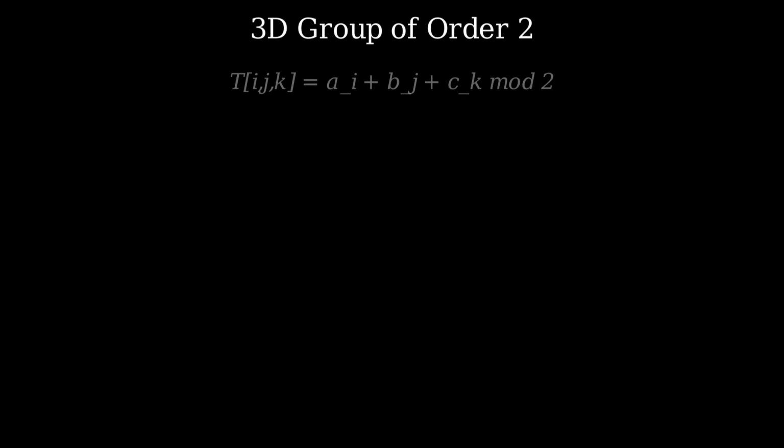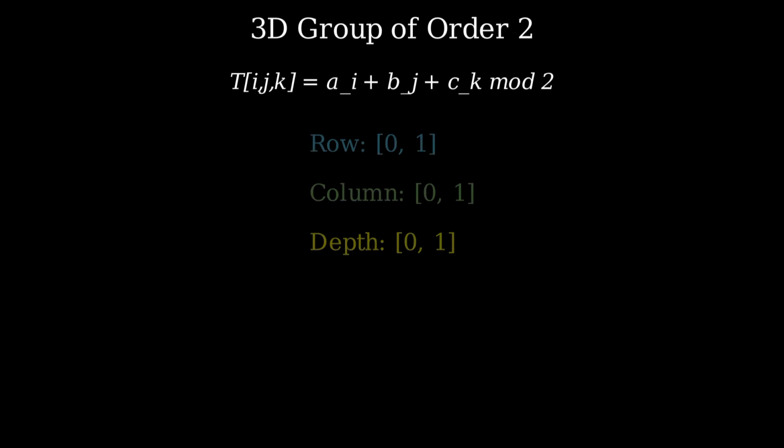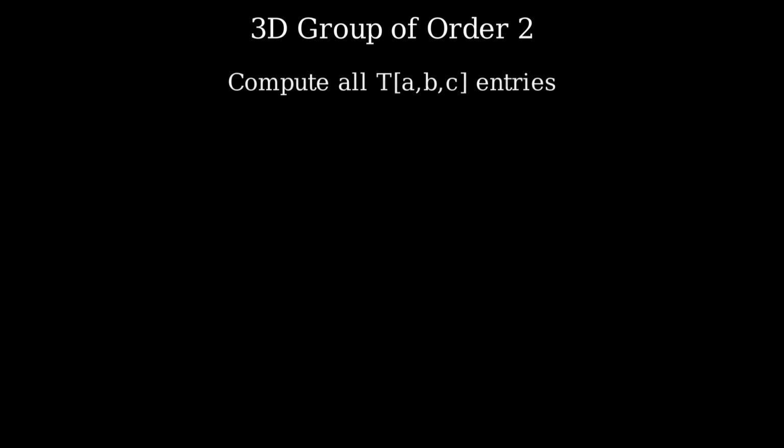3D group of order 2. Now we move to 3 dimensions. The rule is T of i, j, k equals A sub i plus B sub j plus C sub k mod 2. Our axes are row [0, 1], column [0, 1], depth [0, 1]. Let me compute all T of a, b, c entries systematically. T of 0, 0, 0 equals 0 plus 0 plus 0 equals 0, which is 0 mod 2.